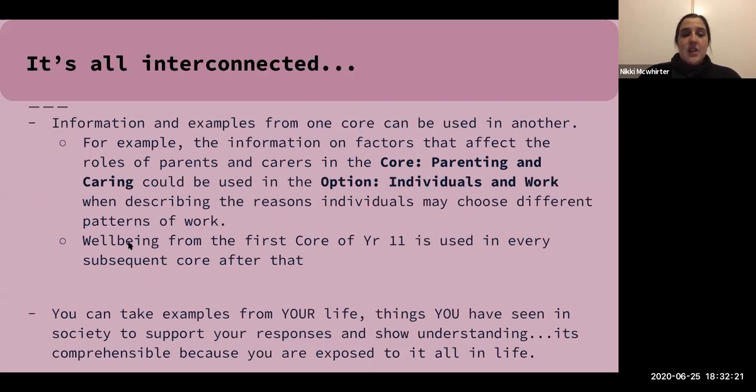Wellbeing, as I said, is an overarching concept of CAFS. So it comes from year 11, it goes all the way through to year 12. And everything we do, as I've said many times, everything we do is from real life examples that you will be able to relate to. So CAFS is a very real life, relatable, informative subject.